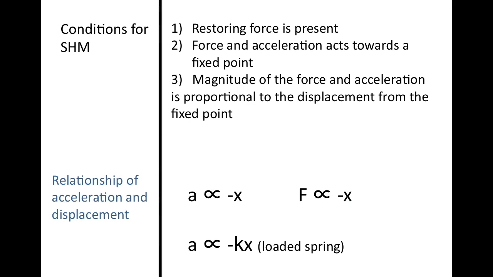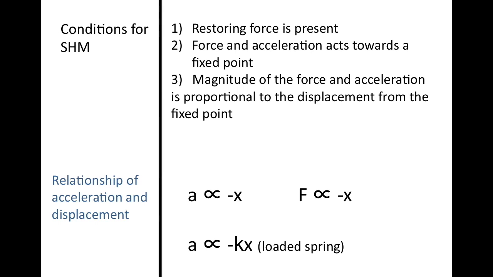There are certain conditions that must be true in order for an oscillation to be called a simple harmonic motion. Simple harmonic motion is also abbreviated as SHM for future reference. There must be a restoring force present, and this could be due to the gravitational potential energy, as found with the pendulum swinging back and forth. It could also be the tension from a spring that is being pulled, either if it's hanging down from a ceiling or if it's being pushed back and forth on a frictionless plane.